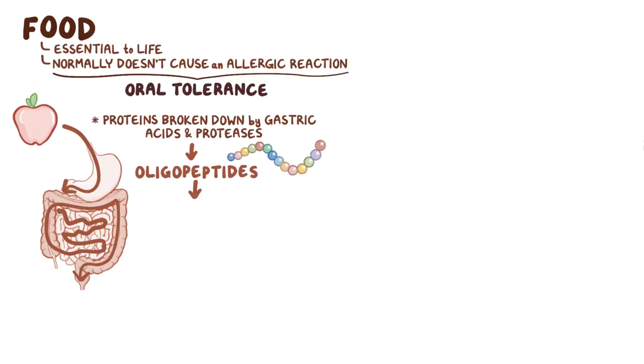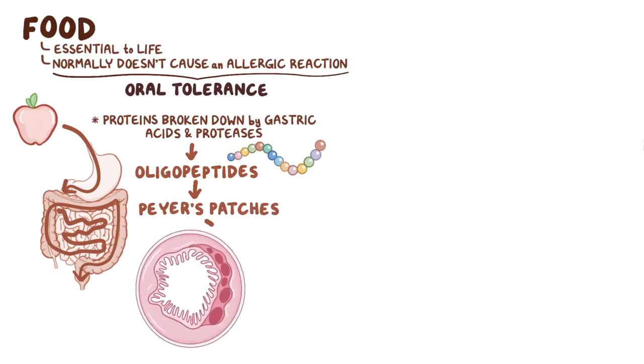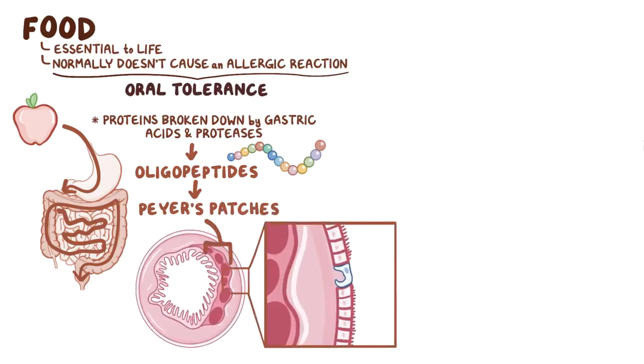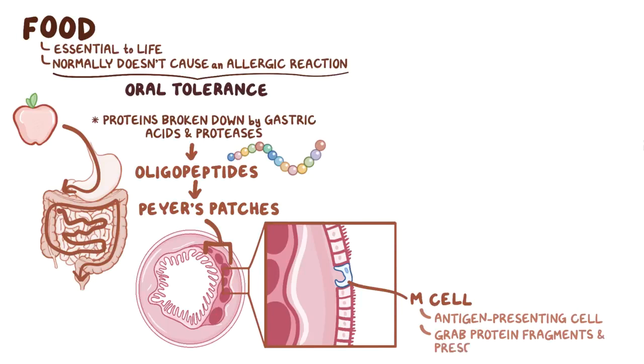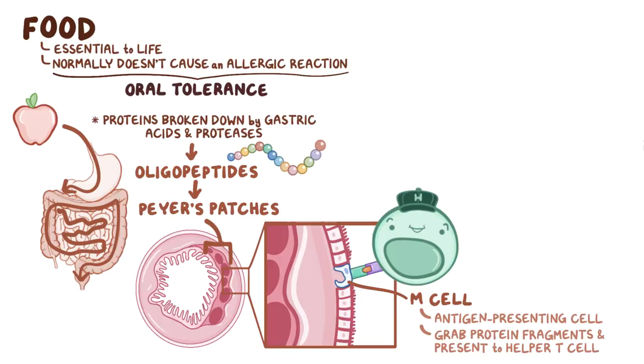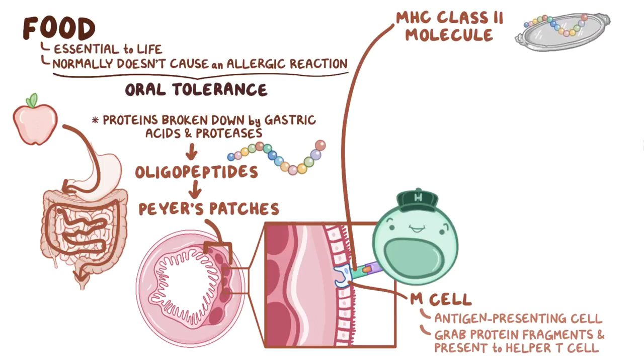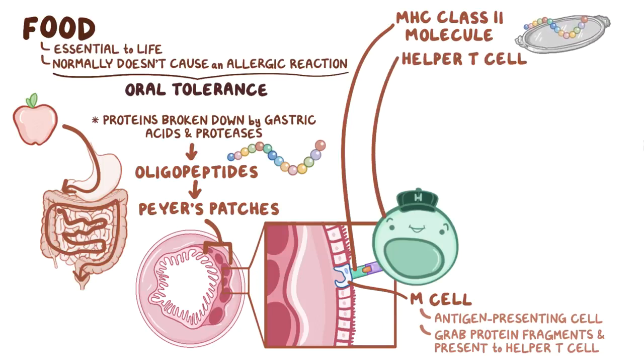These oligopeptides reach the Peyer's patches, which are bits of tissue along the intestinal wall where M cells live. M cells are antigen presenting cells in the gut that grab protein fragments from the intestines and then present them on their cell surface to a nearby helper T cell. The protein fragments are presented by the M cell using an MHC class II molecule, which is basically a serving platter for the helper T cells. The helper T cell is key because it largely controls the immune response.